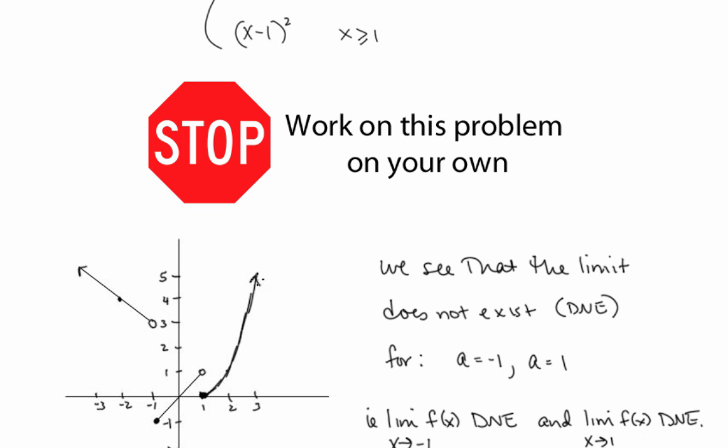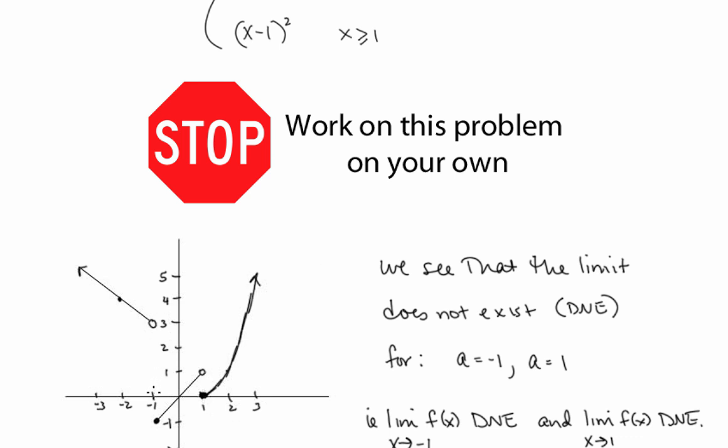So now we have the graph of this piecewise function, and we're asked to find the values of a for which the limit as x goes to a of f of x exists. By looking at the graph, it's much easier to pick out the points at which the limit does not exist. The limit does not exist wherever we have these jumps in the graph.